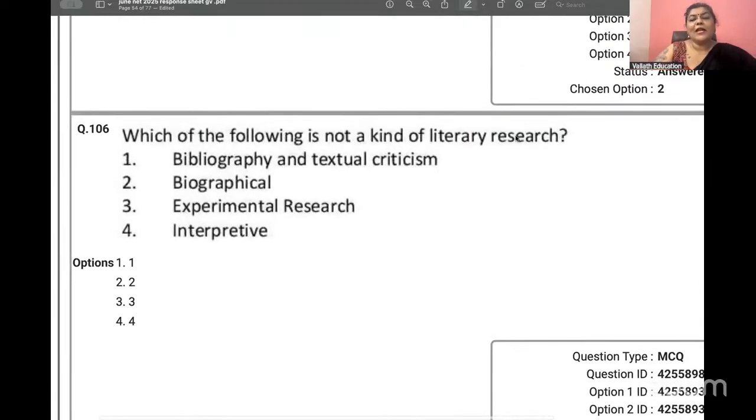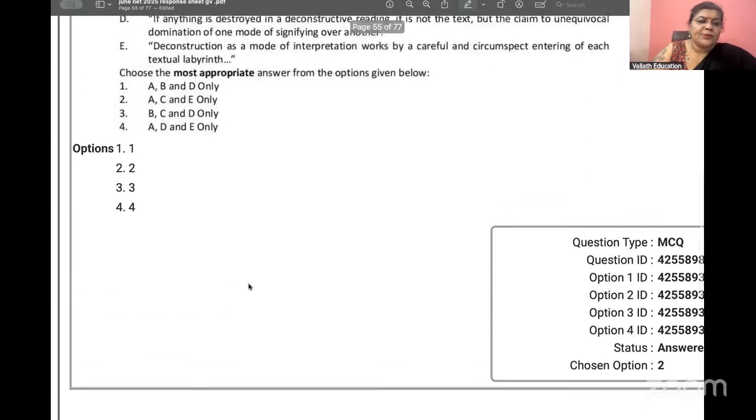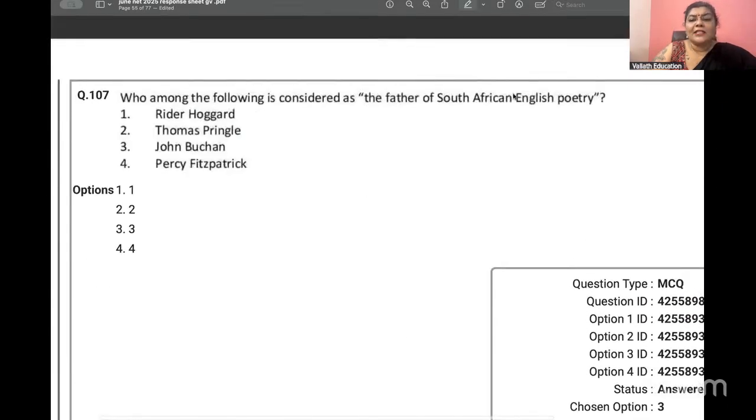Now, which of the following is not a literary research? Okay, I'm doing literary research. Am I using bibliography and textual criticism? Yes. Am I using biographical criticism? Yes. Am I doing interpretive criticism? Yes. Answer must be experimental. Easy.